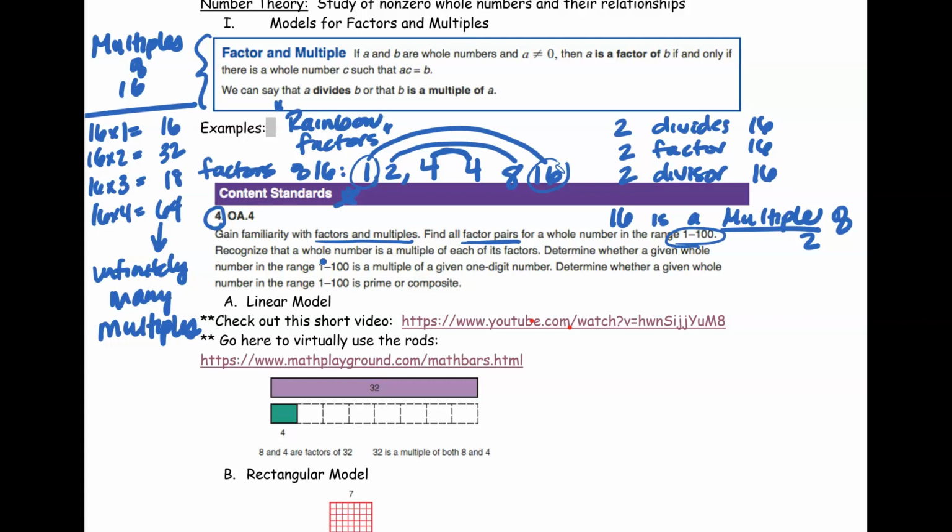They should recognize that a whole number is a multiple of each one of its factors. So for example, 16 is a multiple of 16, of 8, of 4, of 2, and of 1. It's a multiple of all of its factors. Students also need to determine whether a number in this range 1 to 100 is a multiple of any given number. And then last, they need to be able to determine if a number is prime or composite, and we'll do that a little bit later.